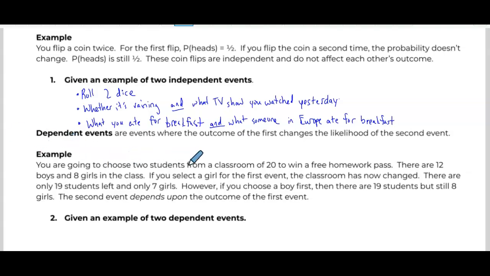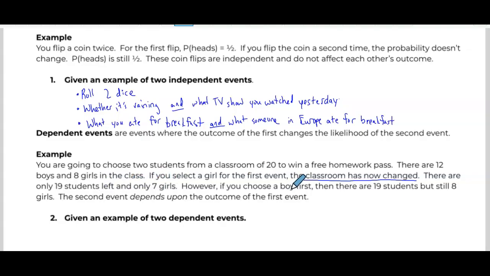So you're going to choose 2 students from a classroom of 20 to win a free homework pass. That's the scenario. There are 12 boys and 8 girls in the class. If you select a girl, the classroom has now changed, and that's the key. This has to do with whether we replace the first selection. And we are not, because we've chosen somebody, right? So now there's only 19 students left and only 7 girls. So the whole sample space has changed.